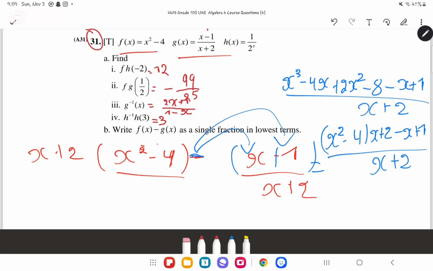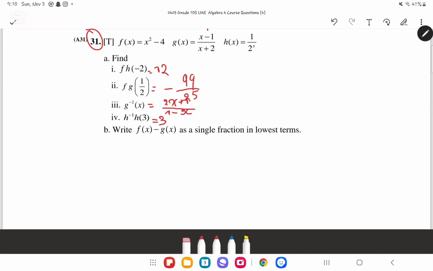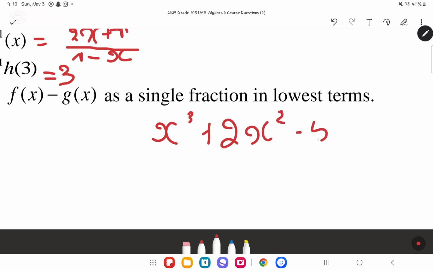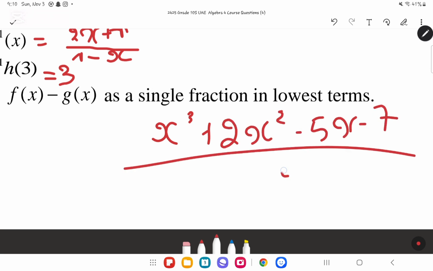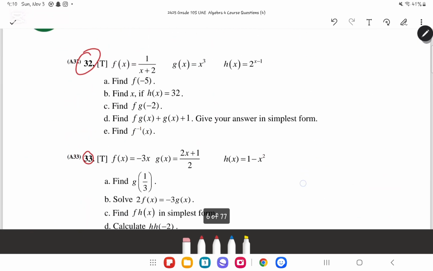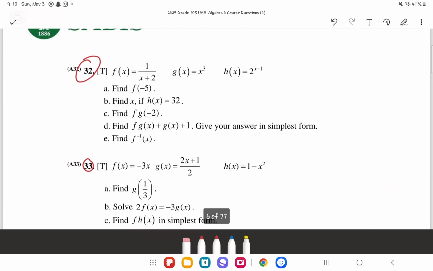Then solving it even more, you are going to get x to the power of 3 plus 2x to the power of 2 minus 5x minus 7, all of it over x plus 2. So basically, in simplest form, our fraction is x to the power of 3 plus 2x to the power of 2 minus 5x minus 7 over x plus 2. Okay? Now we move on to question number 32.